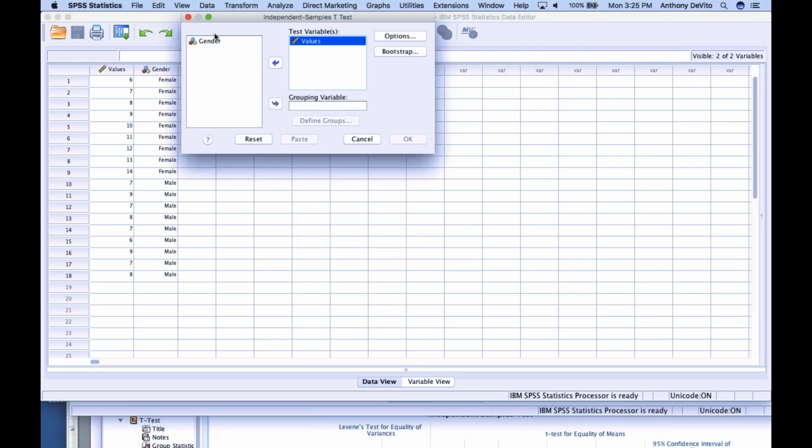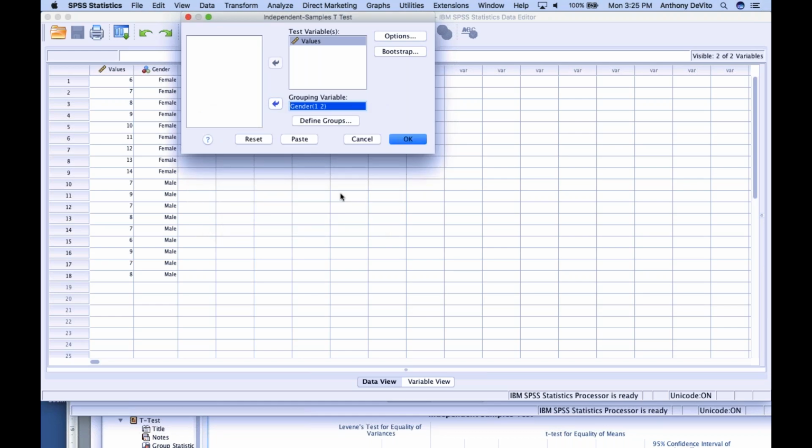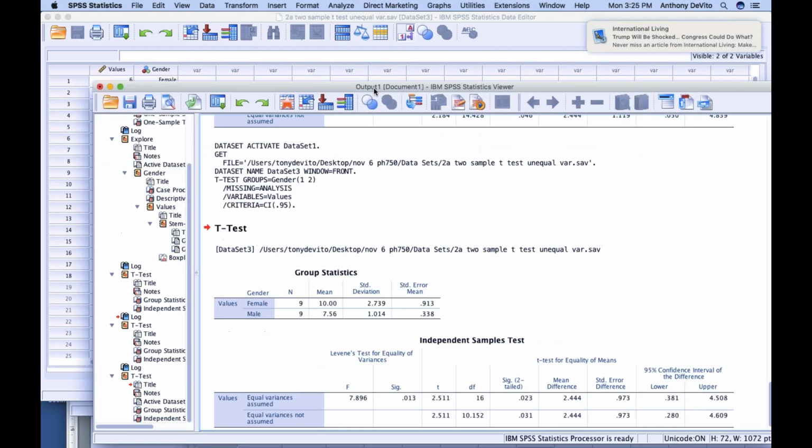Values, gender. Now notice you don't know if they're equal variances or unequal variances. I just named them that way, right? But you don't know what they are until you actually do the analysis. Remember to put in 1 and 2 for the grouping variables. So you're going through the same steps as you did before because you don't know if they're equal or unequal yet. You haven't done the analysis yet. So I'll wait for you guys to catch up to me.